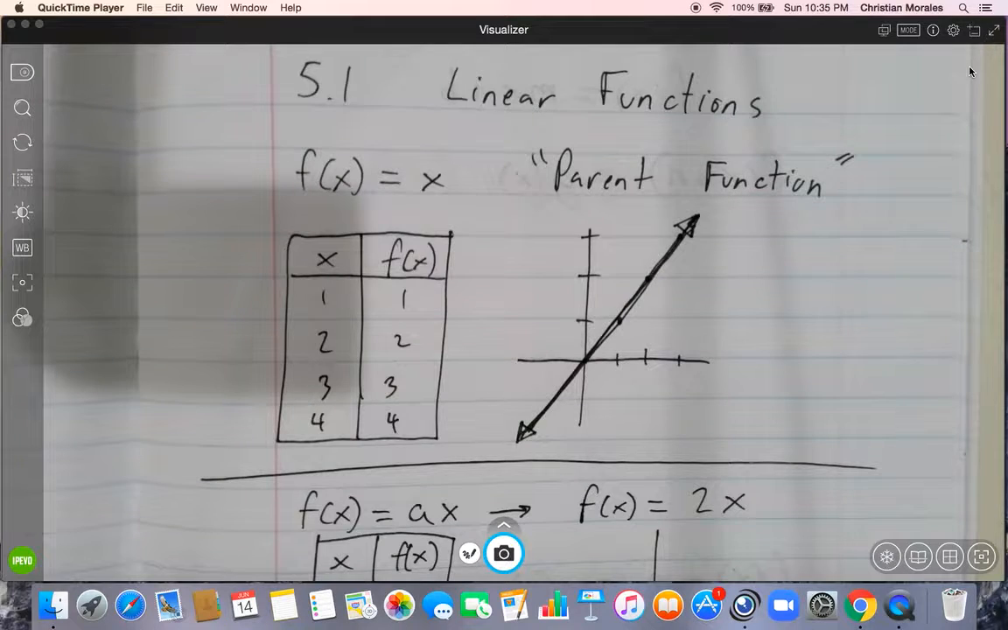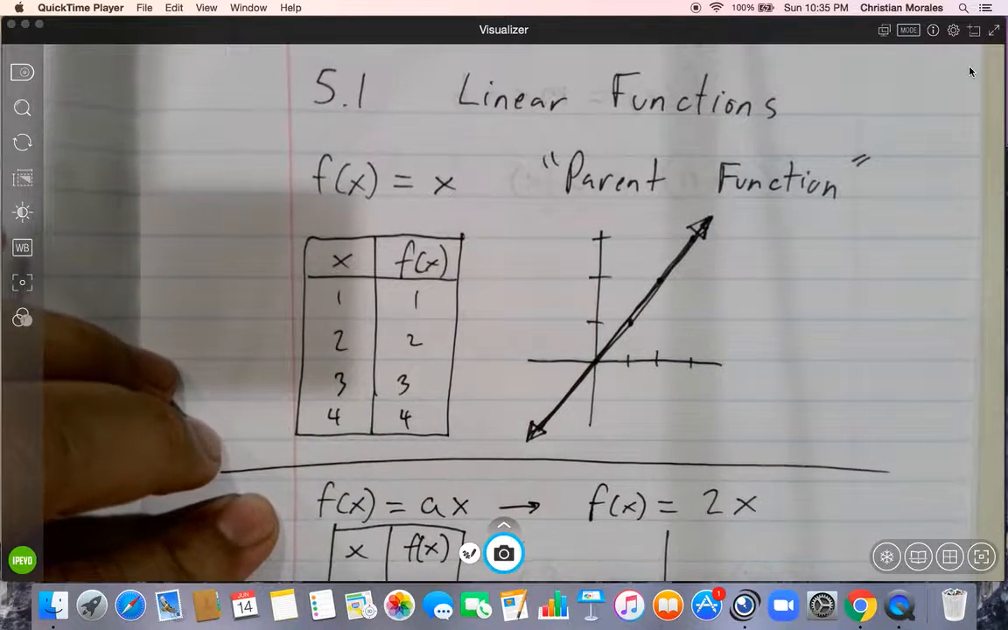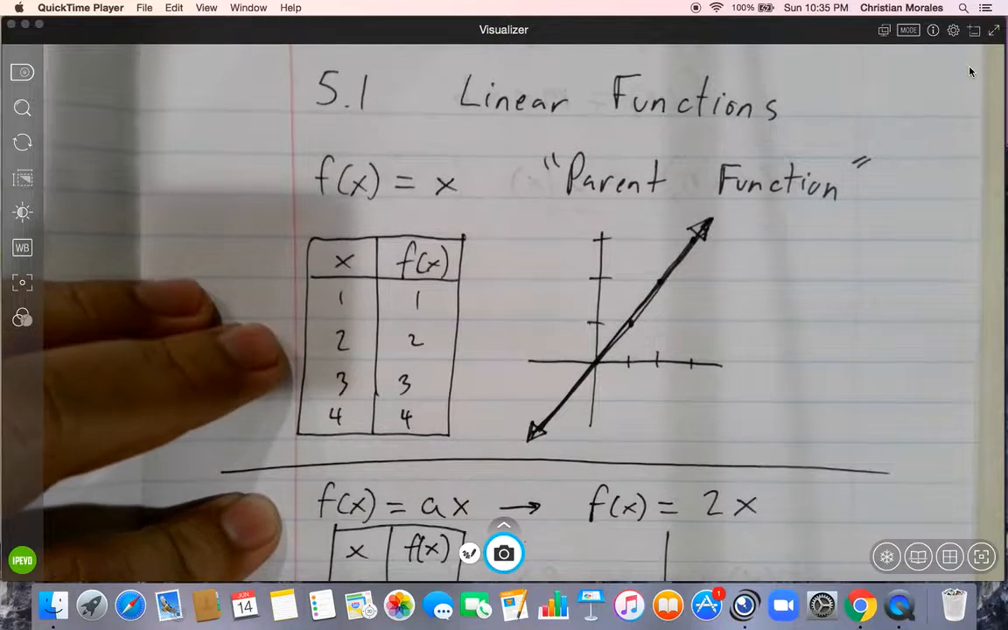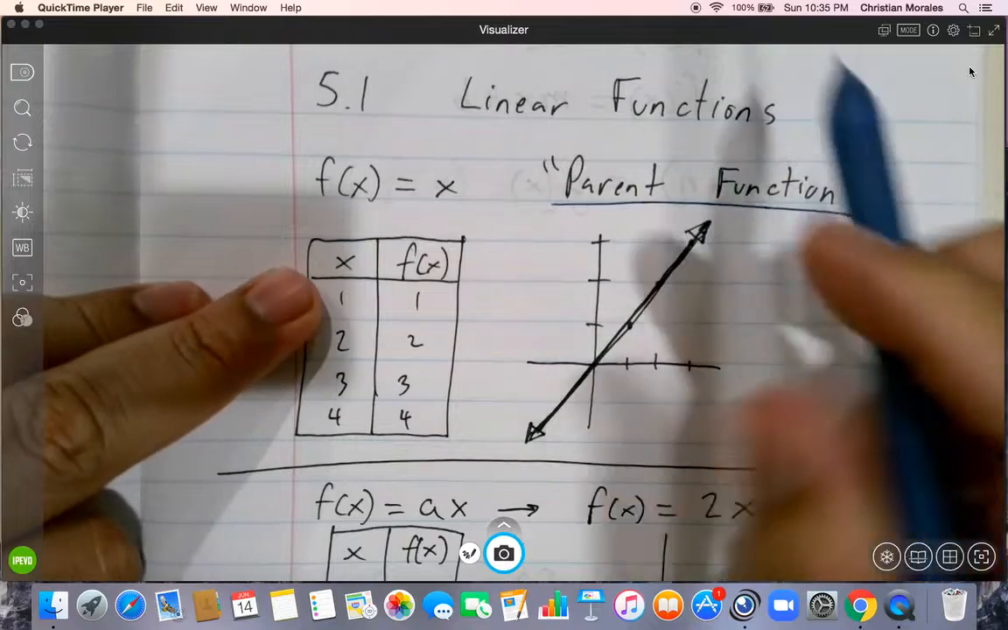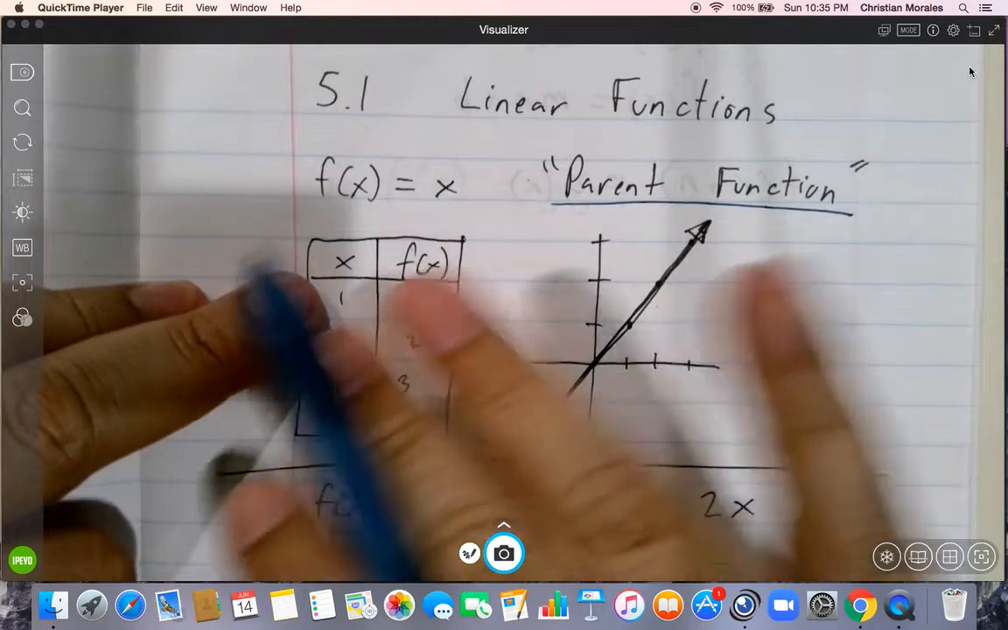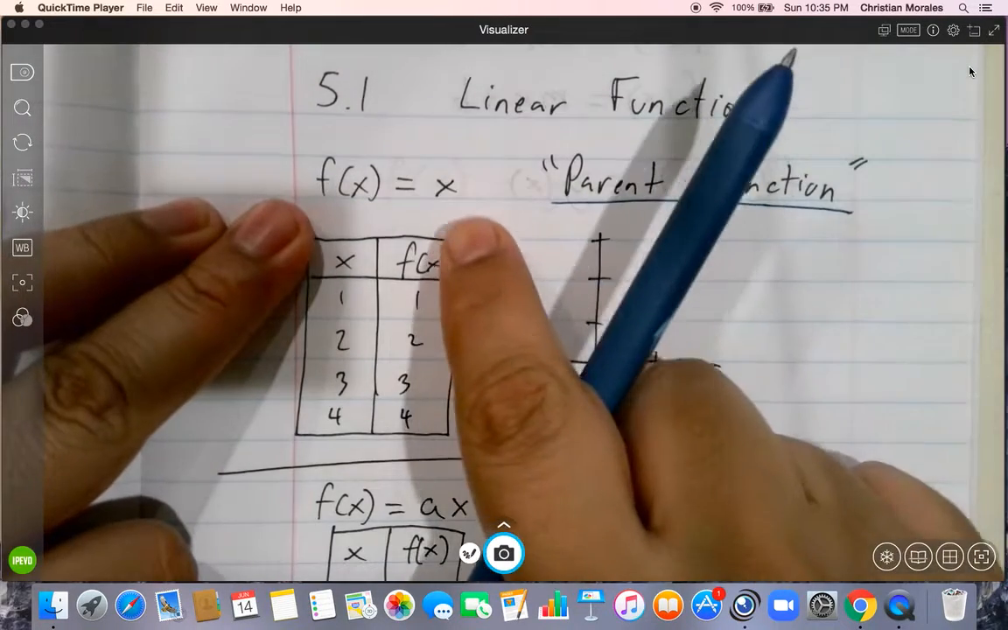Okay, day 5, lesson 5.1, linear functions. So guys, let's talk about linear functions in a little bit more detail. This is known as the parent function. The parent function is the original function. Every linear equation comes from this one.